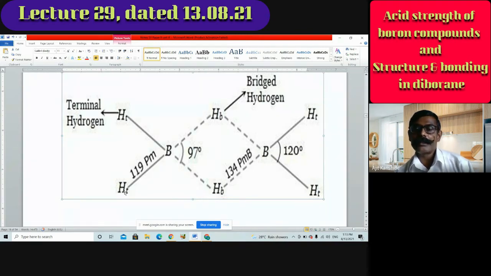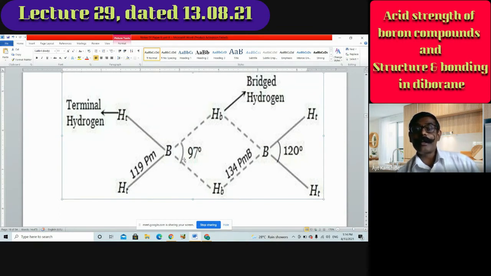Here, terminal hydrogens have small bond length. Therefore, terminal hydrogens form a strong bond with boron, while bridged hydrogens form a weak bond to each boron. Number one. Second, for a terminal hydrogen, the bond angle is 120 degree. Like the example of a fan, the blades are separated by 120 degree. Out of those three blades, we are considering only two. So 120 degree separation is there between the two terminal hydrogen bonds.